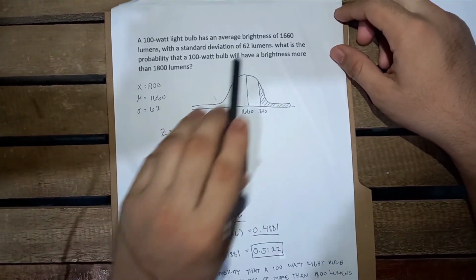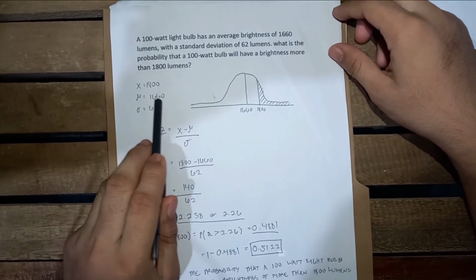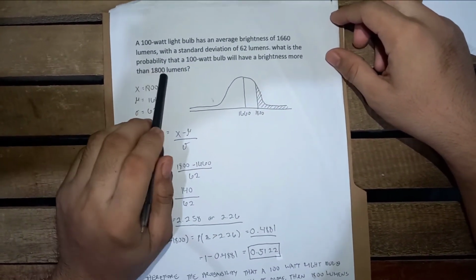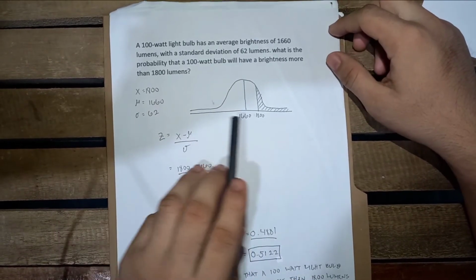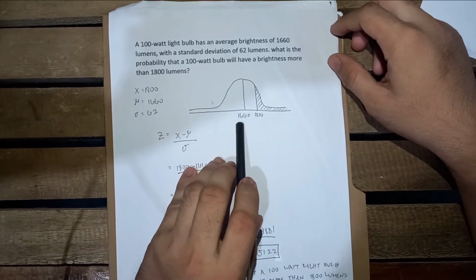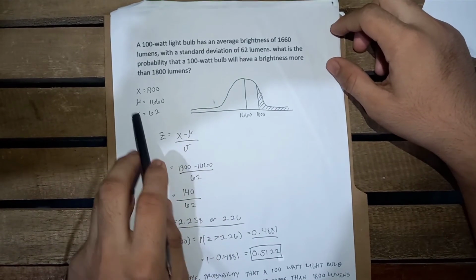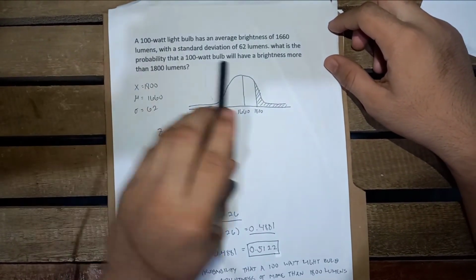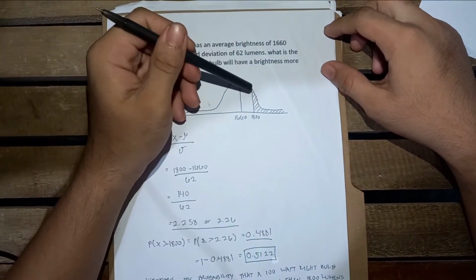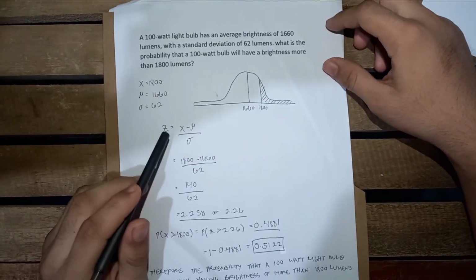Our standard deviation here is 62 lumens, our mean or mu is 1660, and our x is 1800 lumens. Now we will draw a graph. In the graph, our mean or center is 1660. Then we have the x of 1800. The problem asks for more than, so the area that we will compute is this part.